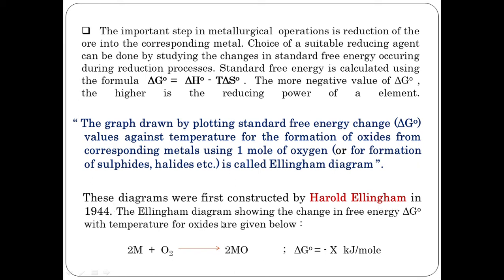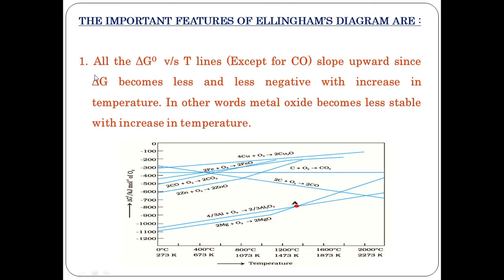The Ellingham diagram showing the change in free energy, that is delta G naught, with temperature for oxides is given below. That is, a metal oxide is formed when a metal reacts with oxygen. The delta G value is negative, in terms of kilojoule per mole. So next, very important, the important features of the Ellingham diagram, let us discuss one by one.